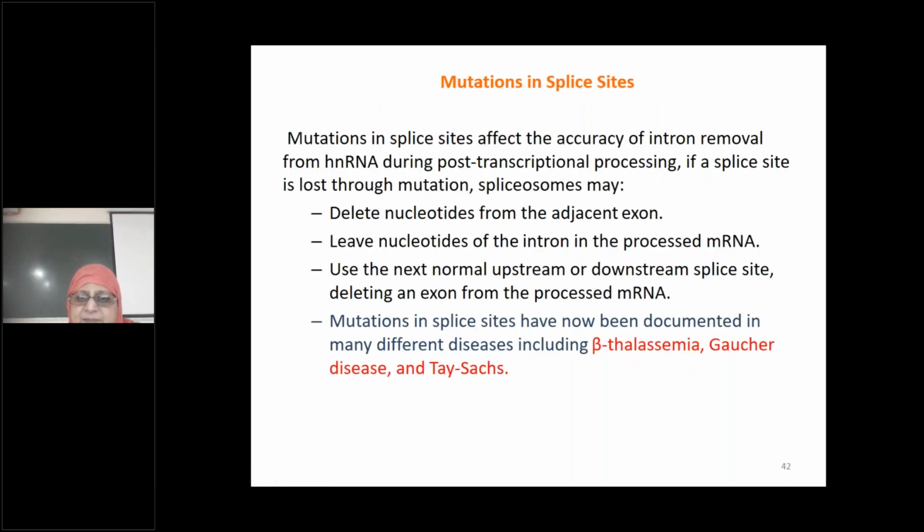Then mutation may also occur in the splicing sites. Normally, splicing is seen during post-transcriptional processing. If a splice site is lost to mutation, the spliceosome may delete nucleotides from the adjacent exon, or it may leave the nucleotides of the intron in the processed mRNA, or it may use the next normal upstream or downstream splice site, deleting an exon from the processed mRNA. Mutations in the splice sites lead to disorders such as beta thalassemia, Gaucher's disease, and Tay-Sachs disease, which are lipid storage disorders.